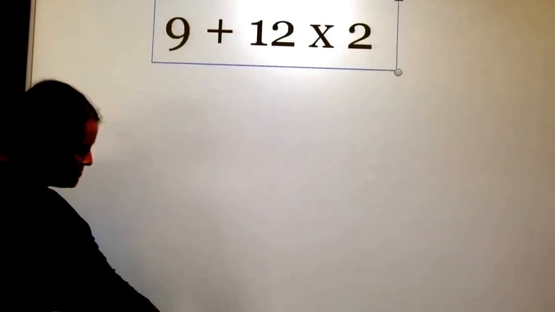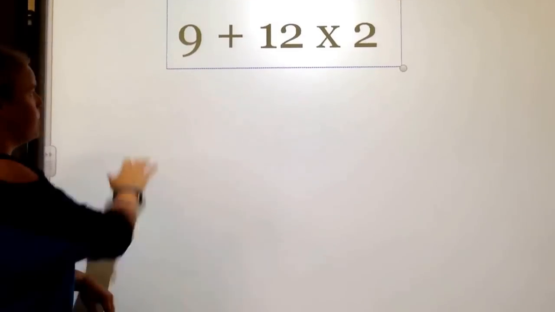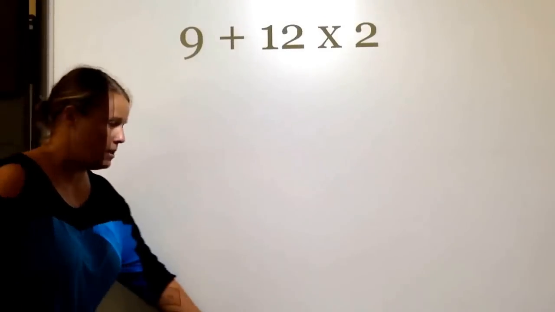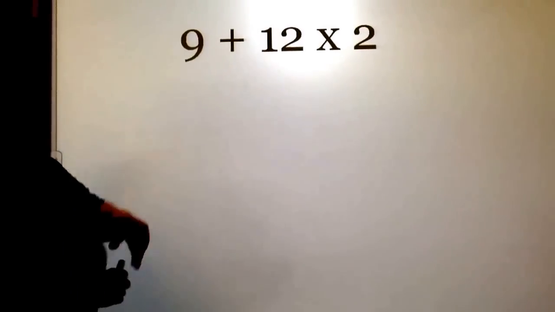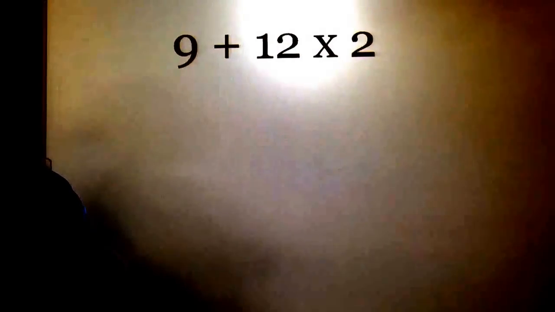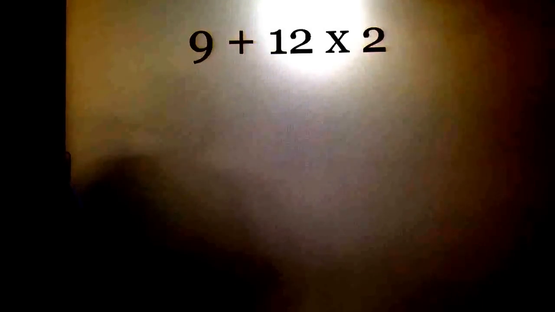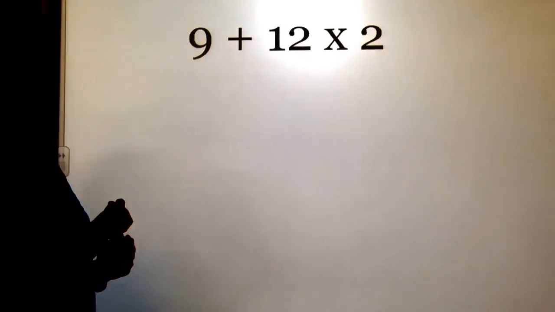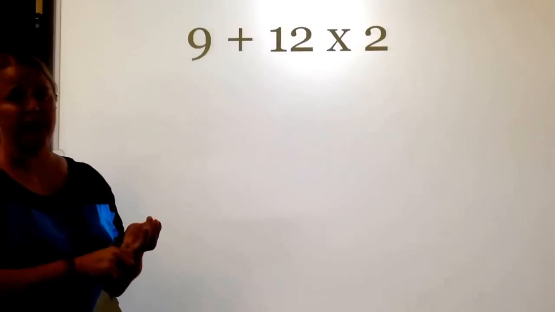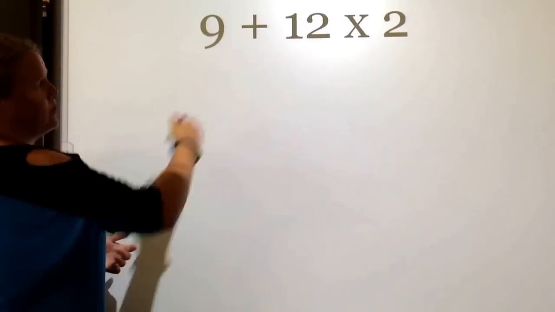Now we're going to get into some examples, and I'm going to do a couple with you, and then I'm going to pause and let you keep on working for a couple. So the first is 9 plus 12 times 2. In our order of operations, we don't have any grouping symbols. We don't have any exponents. So our next option is multiplying or dividing, and we do have multiplication.